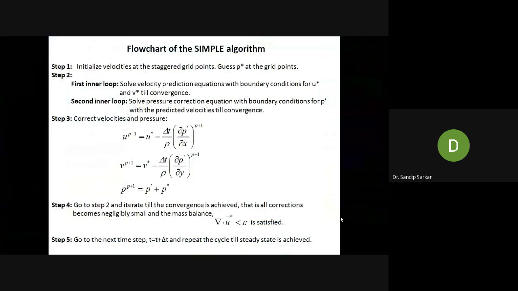Step number 2. Yes, sir. First inner loop: solve the velocity prediction equation with boundary conditions for U star and V star till convergence. Second inner loop: solve the pressure correction equation with boundary conditions for P dash with the predicted velocities till convergence. Okay. So Simna, tell me what does it mean?